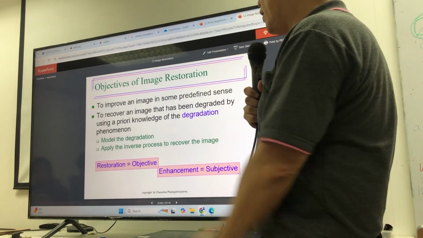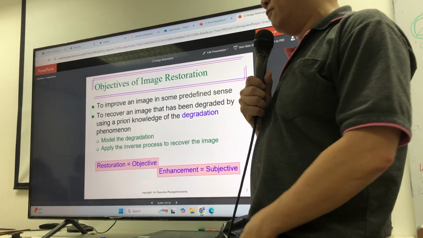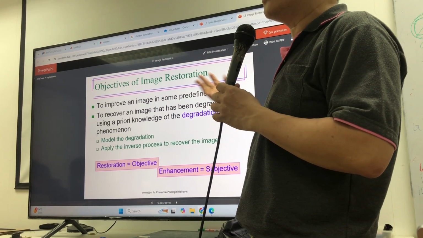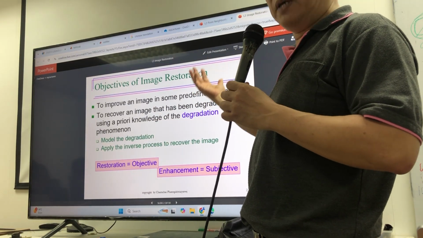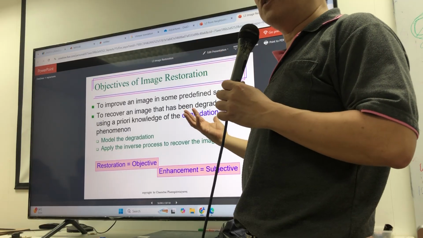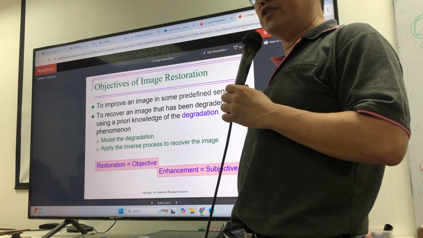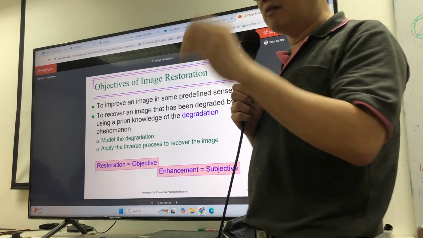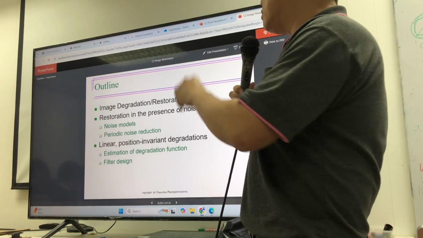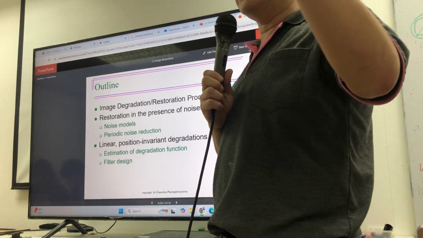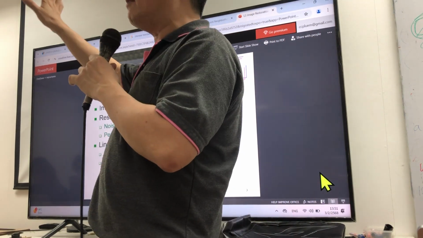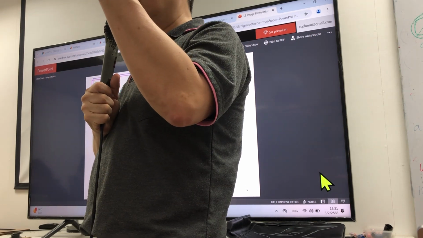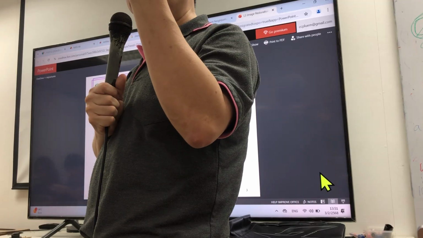So the difference is that restoration is more objective. Enhancement is more subjective because you go to the future and you don't know what it's going to look like. So you do trial and error and then pick the best one you can get. But restoration is more objective. That means you have to be able to measure how good or how bad it is, by comparing it to the original image. Usually we can use the mean square error or the signal to noise ratio.